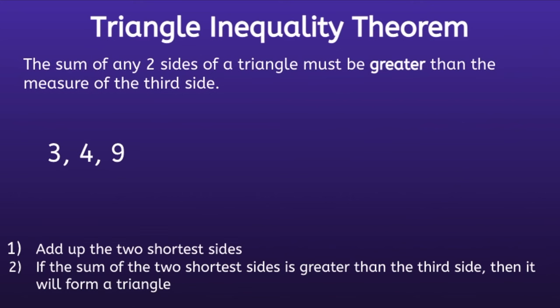Example number 3. 3, 4, and 9. So step 1 is to add up the two shortest sides, and the two shortest sides will be 3 and 4. 3 plus 4 is equal to 7. Now we want to see if that sum of 7 is bigger than the third side. The third side is 9, and 7 is not greater than 9. So we know that this will not form a triangle.